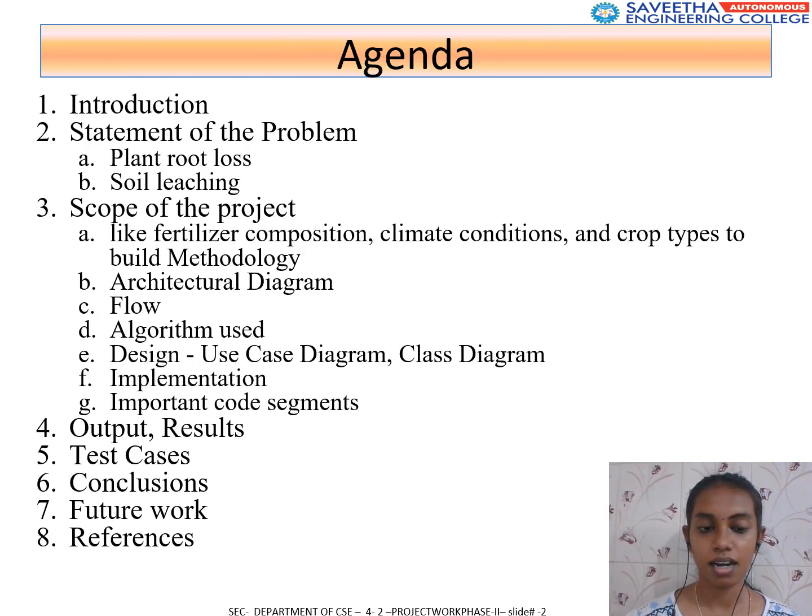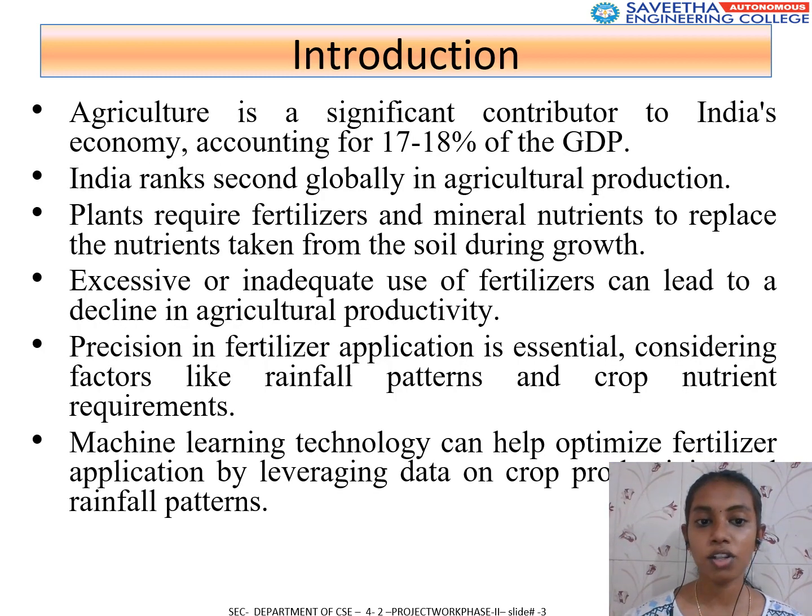Moving on to the agenda: introduction, statement of the problem, scope of the project, output, results, test cases, conclusion, future work, and references. This project falls under agriculture. Agriculture is a significant contributor to India's economy, accounting for 70 to 80% of the gross domestic product. India ranks second globally in agriculture production. Plants require fertilizers and mineral nutrients to replace the nutrients taken from the soil during growth.